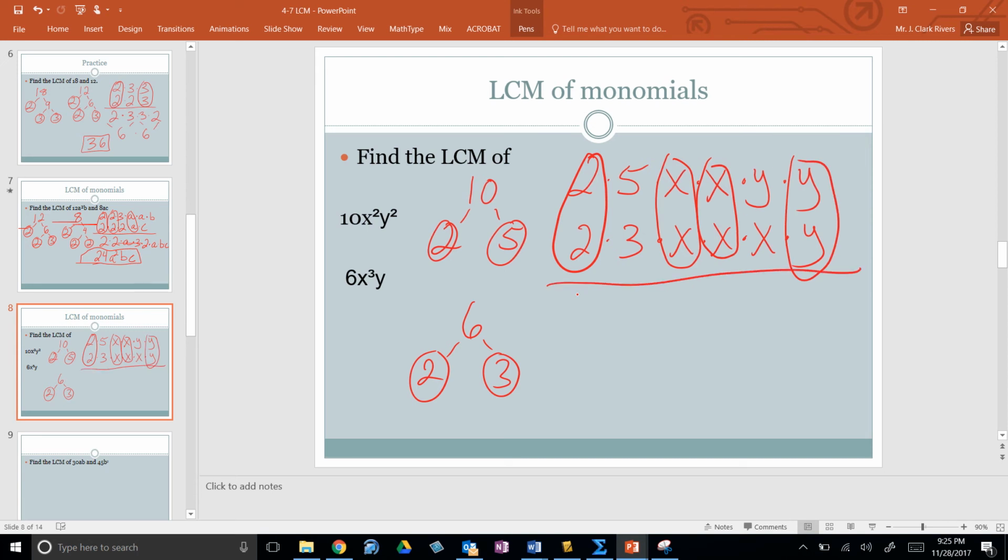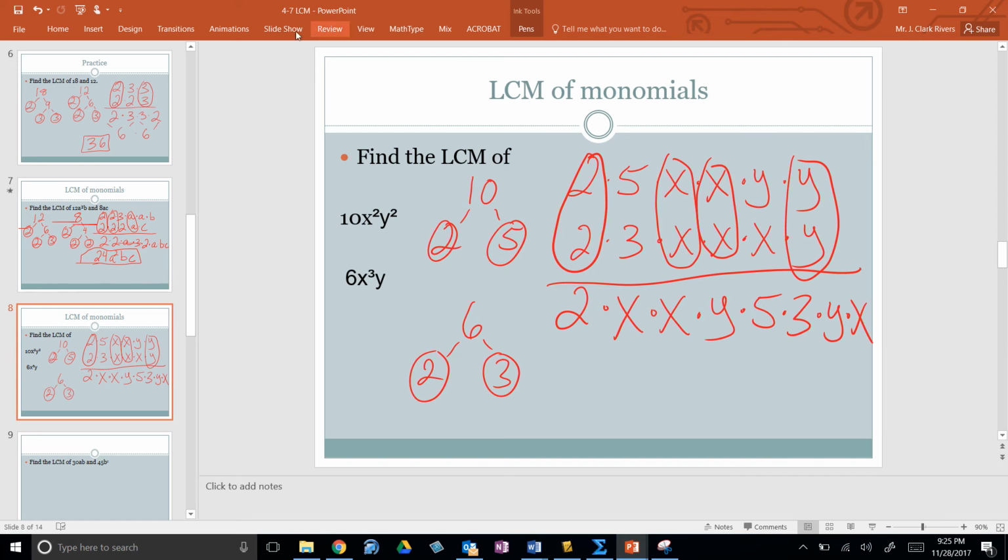Copy down all the pairs only once. That's 2 times a pair of x's, another pair of x's, and a pair of y's. And then everything else that's left over that is not circled gets copied down too. So times 5, times 3, times y, times x. And now we just multiply all this together. This is a little jumble, but we can do this.